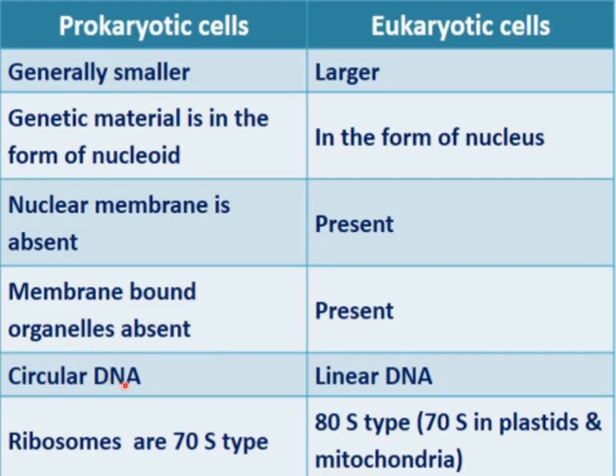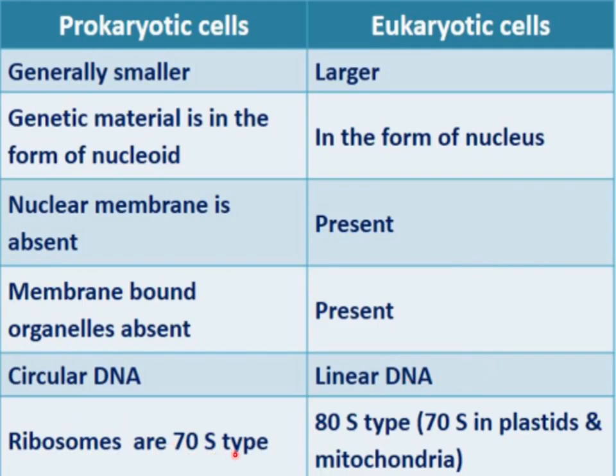DNA of prokaryotes is circular DNA, while in eukaryotic cells, linear DNA is found. When the DNA makes a circle, it is called circular DNA, and it can be present in the form of two linear strands, so that will be called linear DNA, right?